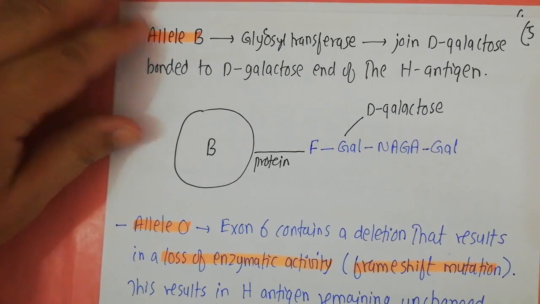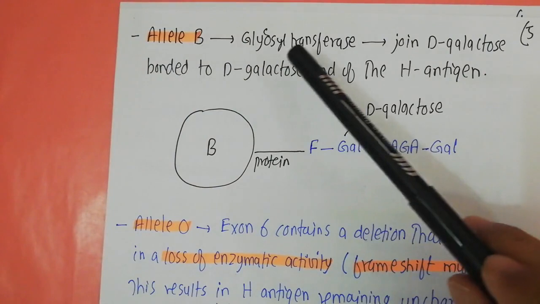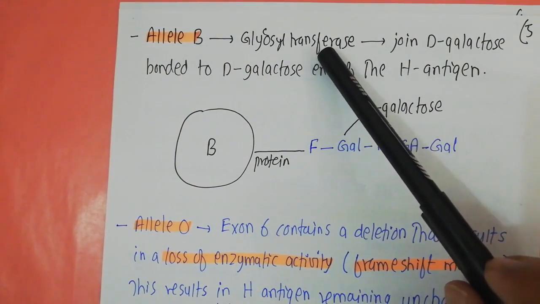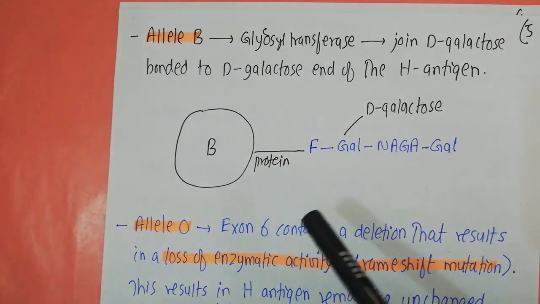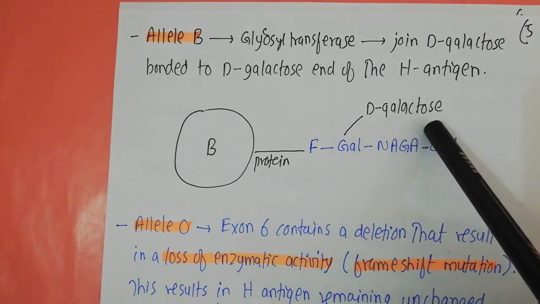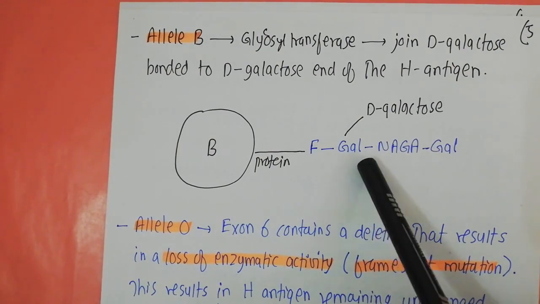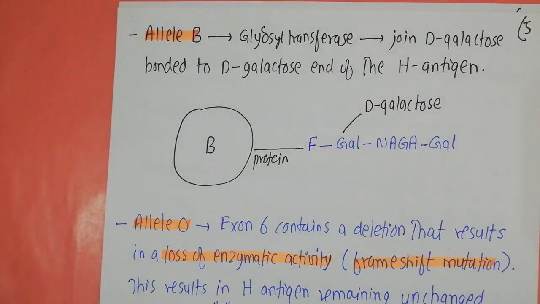Now this allele B, again, this is a gene, but we are talking about a different allele. This allele B also codes for a glycosyl transferase, but this is a different glycosyl transferase. What this glycosyl transferase does is that instead of attaching the N-acetylgalactosamine, it attaches a D-galactose to this particular galactose of the H antigen, again changing the nature of the H antigen. And when this particular H antigen is present on the surface of the red blood cell, we call this the B type of the blood.